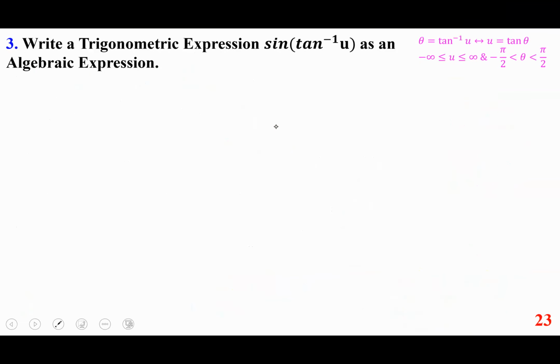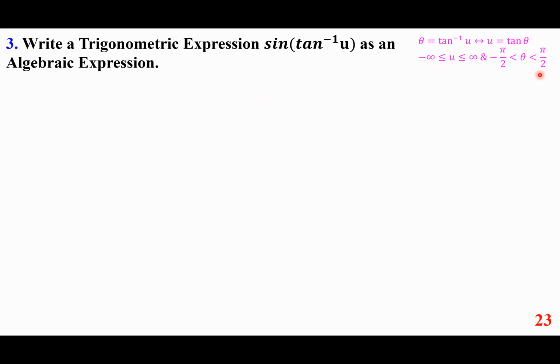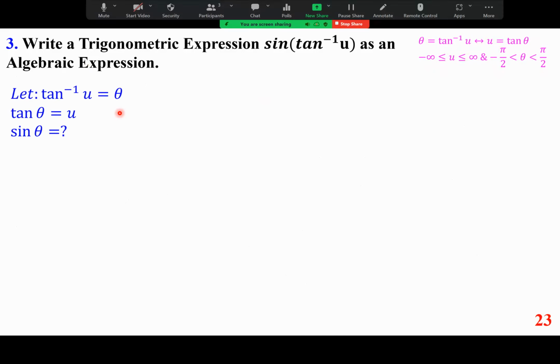Write the trigonometric expression sine of tan inverse of u as an algebraic expression. If theta is tan inverse of u, by definition u is tan of theta. u can be between negative and positive infinity, but theta is between minus pi over 2 and pi over 2, the restriction we put to make it a one-to-one function having an inverse. So tan inverse of u is theta, tan of theta is u, and we are interested in sine of theta.